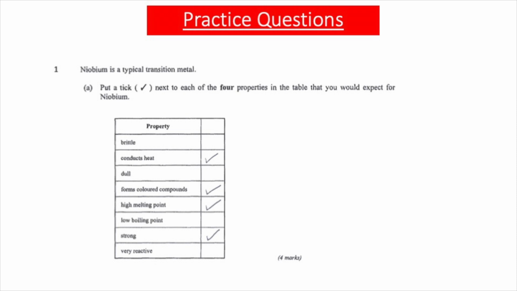So question 1 says that niobium is a typical transition metal, and it's asking you to put a tick next to each of the 4 properties in the table that you would expect for niobium. The 4 properties that it would have as a typical transition metal are: it would conduct heat, 1 mark for that. It would form coloured compounds, 1 mark for that. It would have a high melting point, 1 mark for that. And it would be strong, 1 mark for that. So there are 4 marks there, 1 mark for each property.